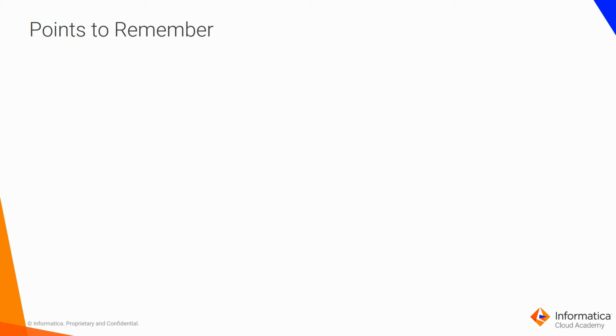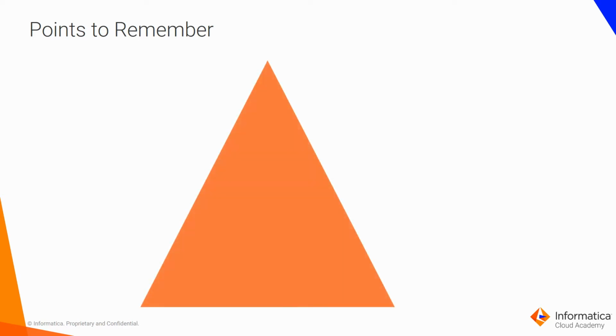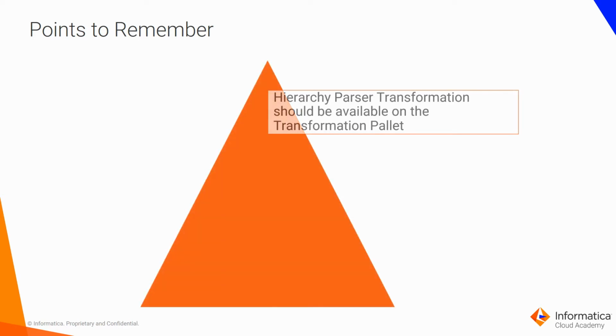Let us now talk about some important points that need to be considered while creating a mapping for Hierarchy Parser Transformation. First, you must check whether you have Hierarchy Parser Transformation on your transformation palette. If it is not available, you can contact the Informatica Cloud support and enable this feature. After this transformation is assigned to your org, remember to configure the privileges for this newly added transformation.